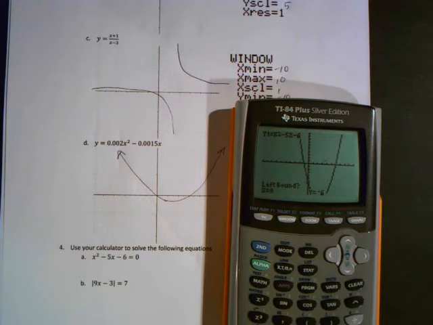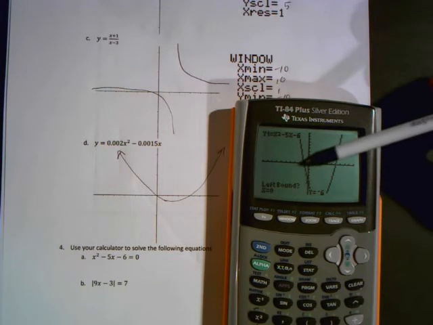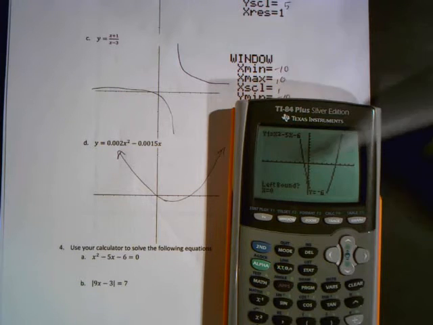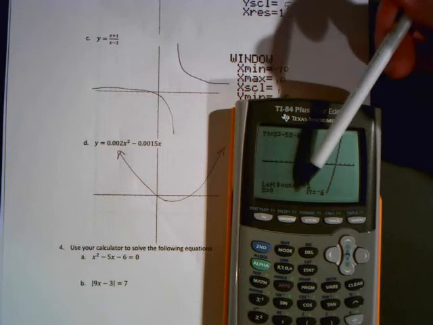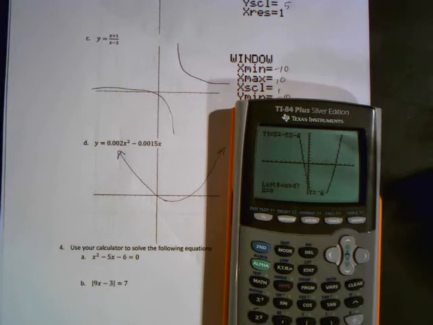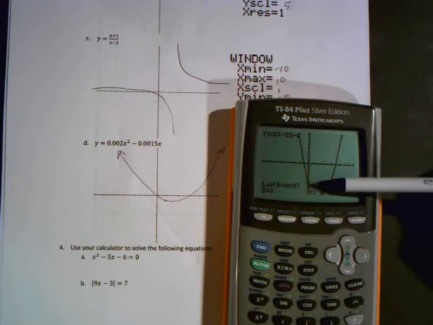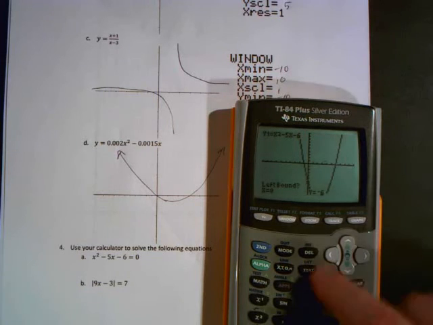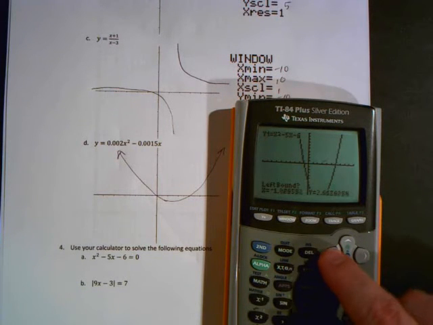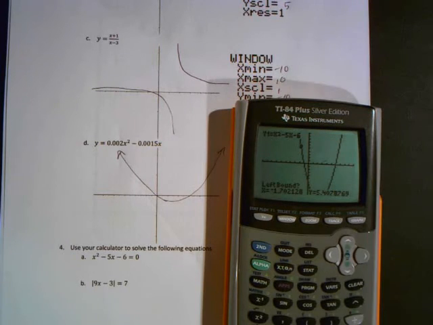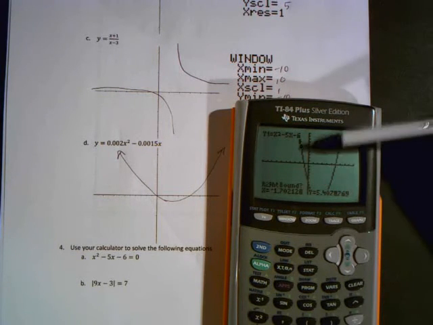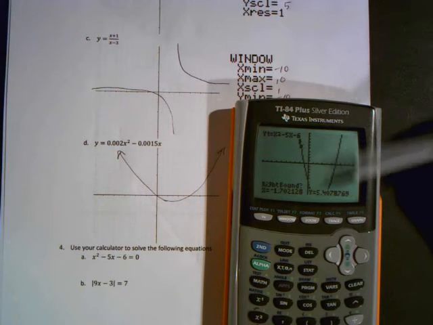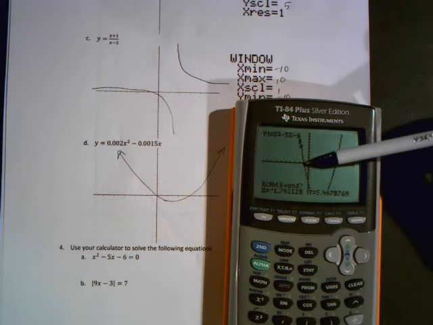Enter. Okay. First off, we have to decide which one we're going to find. Are we going to try to find this one first or that one first? Let's go with this one. The calculator is asking me for a left bound. What that means is I have to move the cursor, which you can see is flashing right here, a little hard to see. I need to move the cursor somewhere to the left of this point that I'm trying to find. So I use my arrow and I move it to the left and I hit enter. Then it asks me for a right bound, which means I need to take the cursor and have it be over here somewhere, over to the right of this point where I'm trying to find.